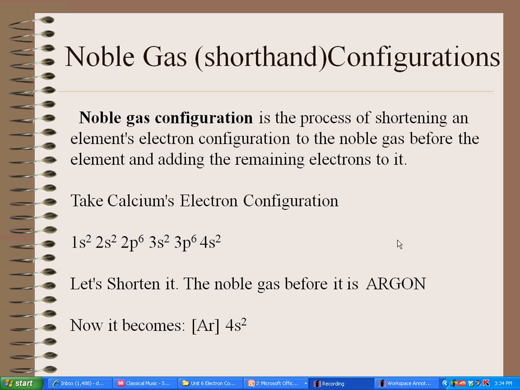Okay, the noble gas configuration is the process of shortening an element's electron configuration to the noble gas before the element and adding the remaining electrons to it. Calcium would take a long time to write, and it does take a long time to write, but I know that from here to here is the same thing as argon. How do I know that? I look at my periodic table. I look at calcium being number 19. The element right before it is argon, which is a noble gas, so I write down in brackets the symbol of the noble gas right before the element I'm interested in, and then I fill in 4s2 for my calcium. Just makes it a lot easier.